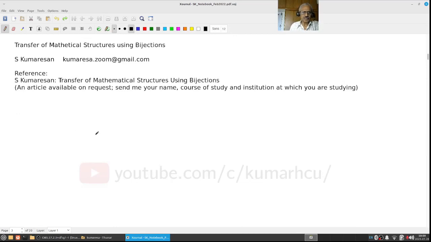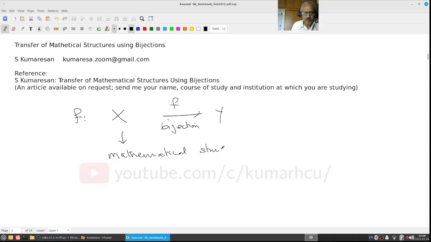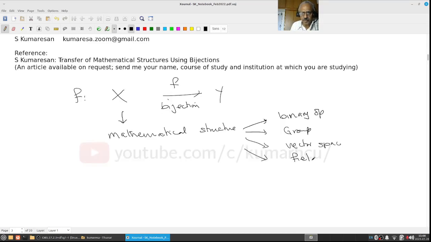So the basic idea is very simple. Suppose I have X and Y, two sets, and f is a bijection. And suppose X has a mathematical structure. What do I mean by that? For example, it could be some binary operation, or with respect to a binary operation, a group structure, or there is a vector space structure. That means an addition, commutative, is defined on X as well as scalar multiplication, or it could be a field, or it could be a metric space, or it could be a topological space.